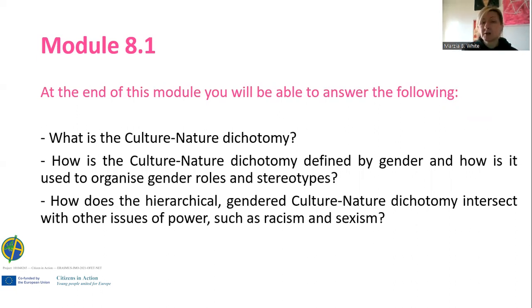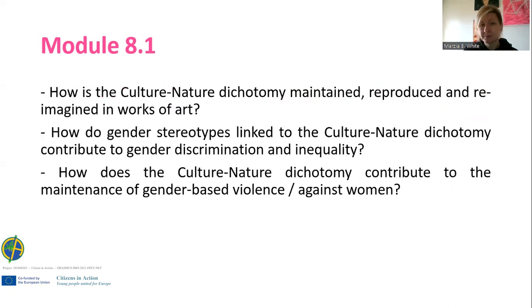What is the culture-nature dichotomy? How is the culture-nature dichotomy defined by gender, and how is it used to organize gender roles and stereotypes? How does the hierarchical gender culture-nature dichotomy intersect with other issues of power, such as racism and sexism? How is the culture-nature dichotomy maintained, reproduced, and reimagined in works of art? How do gender stereotypes linked to the culture-nature dichotomy contribute to gender discrimination and inequality? How does the culture-nature dichotomy contribute to the maintenance of gender-based violence and gender-based violence against women?